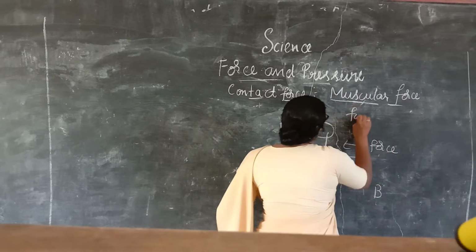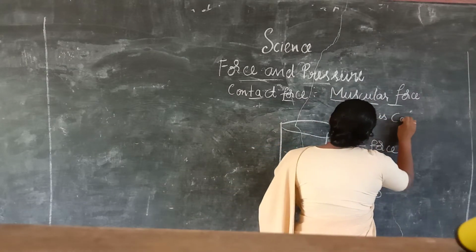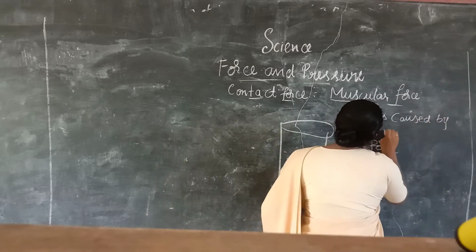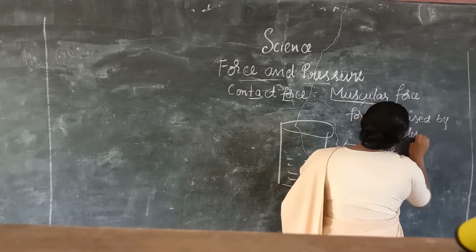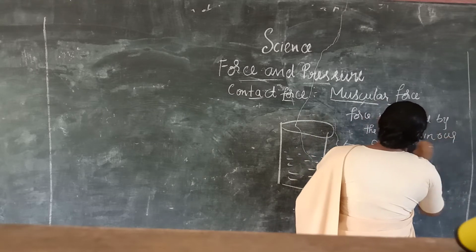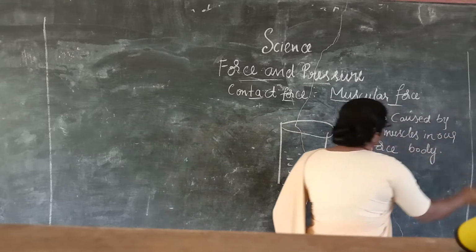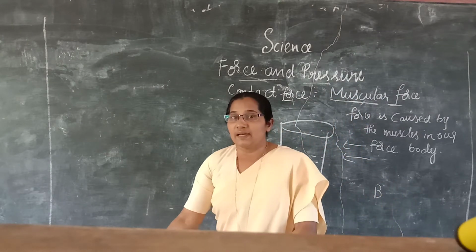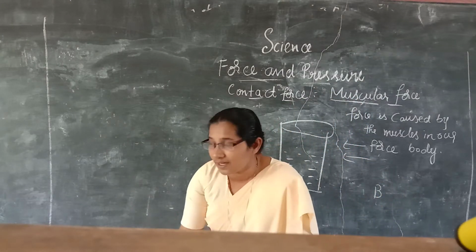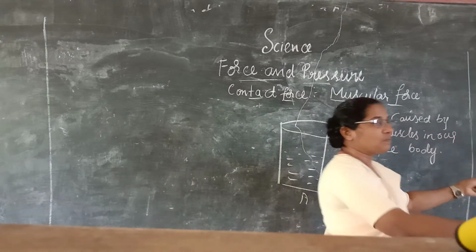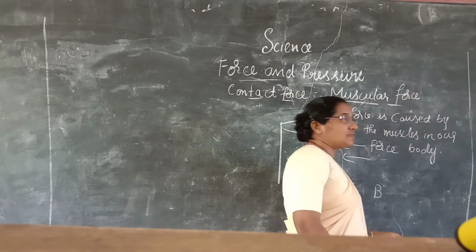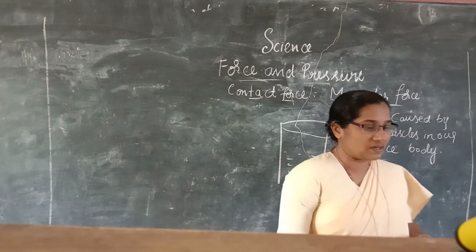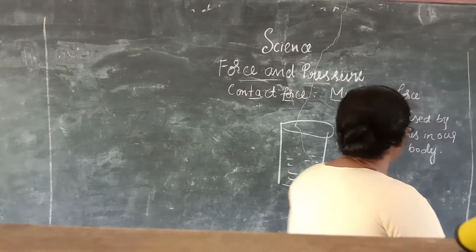Therefore, muscular force is caused by the muscles in our body. Now there is a big stone, what should you do? To lift that stone, what should you do? You have to bend and lift it and place it somewhere else. That means you are coming in contact with the object because it is a muscular force. So we take some other examples.